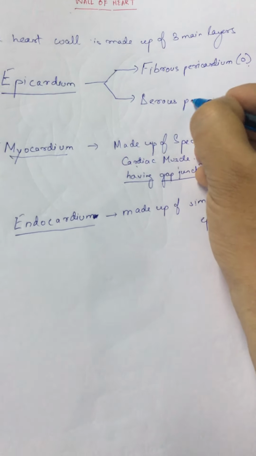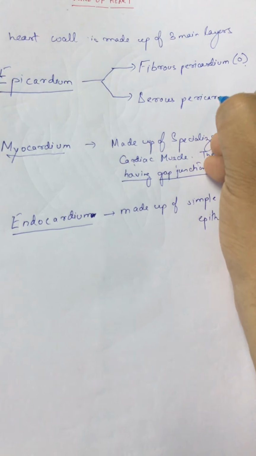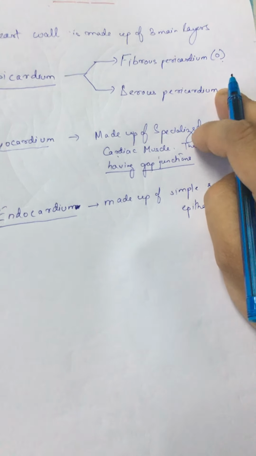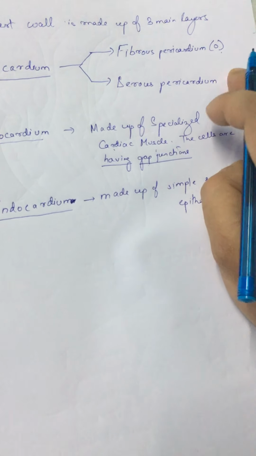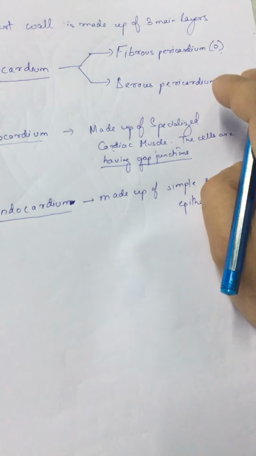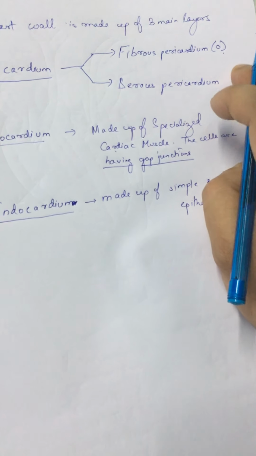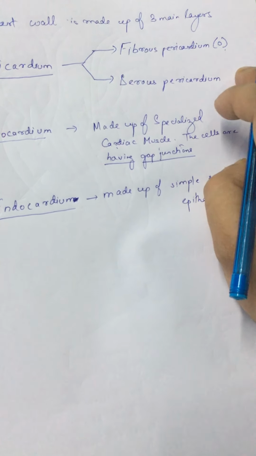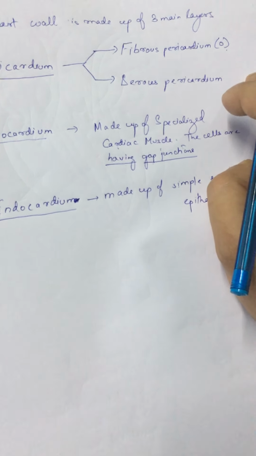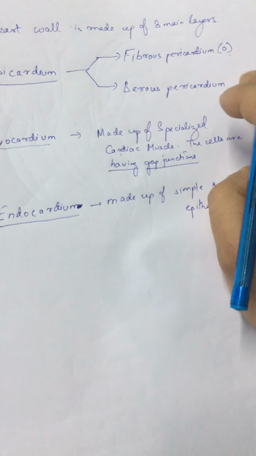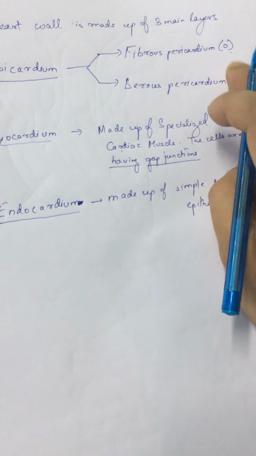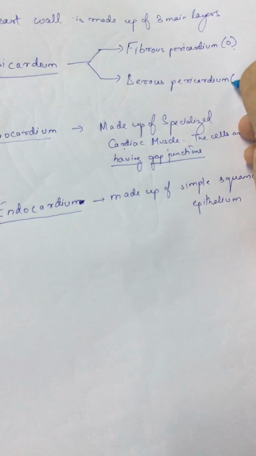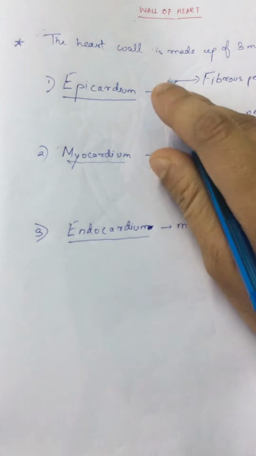While discussing the salivary glands, I told you about the parotid gland, which is made up of serous cells. That means it makes some secretion, right? The parotid gland is the largest salivary gland, and it releases secretions like salivary amylase, also known as ptyalin. So I mean to say that the serous pericardium makes some secretion, and it is the innermost layer of the epicardium.